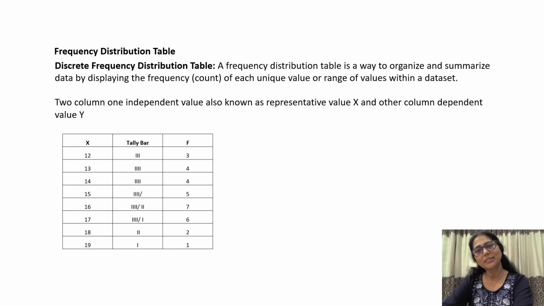Likewise for 16, there are 7 students who are 16 years of age. So the four vertical lines and one slant line make a group of 5, and then two vertical lines make 7. So likewise we can arrange our data set in the form of discrete values and their repetitive number.